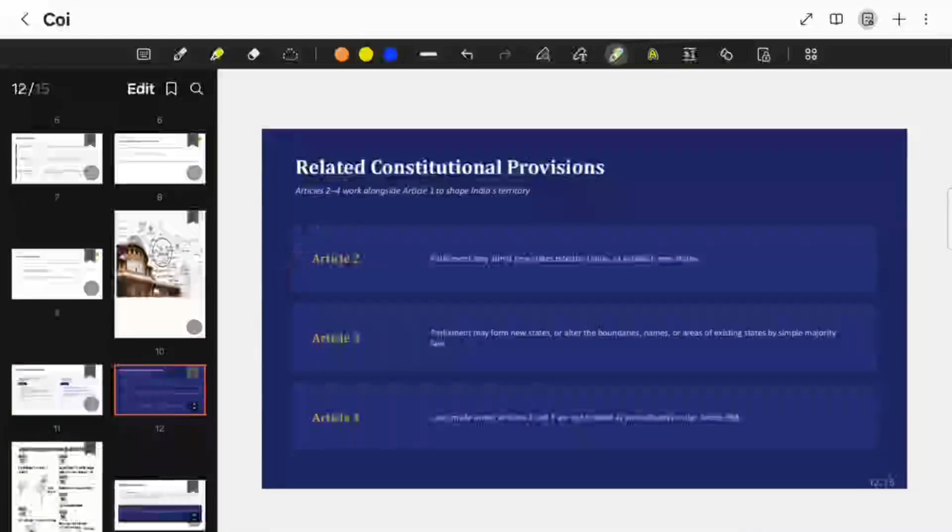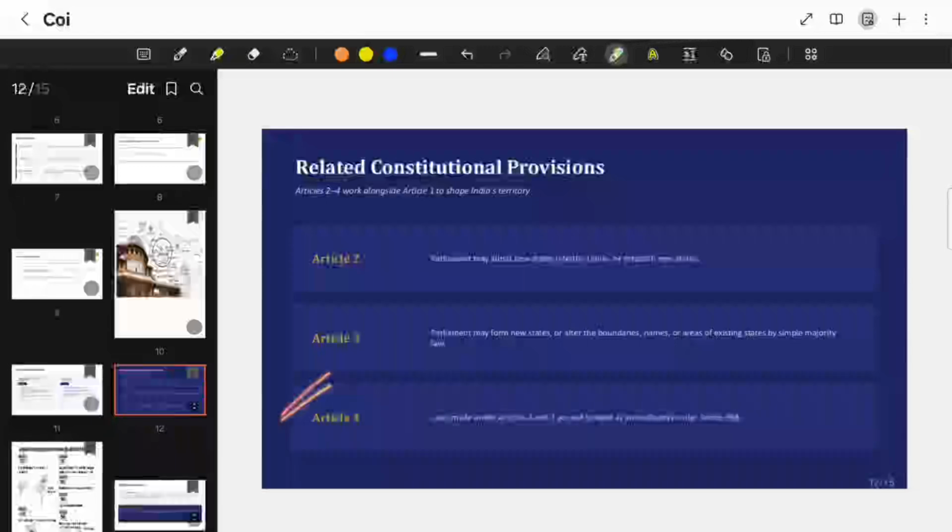Article 2 states that Parliament may admit new states into the Union or establish new states. This gives Parliament the power to admit an entirely new state into the Union or create a new one. Article 3 states that Parliament may form new states or alter the boundaries, name, or areas of existing states by simple majority of law. This lets Parliament alter the boundaries and areas of existing states, and this only needs a simple majority, not a constitutional amendment.